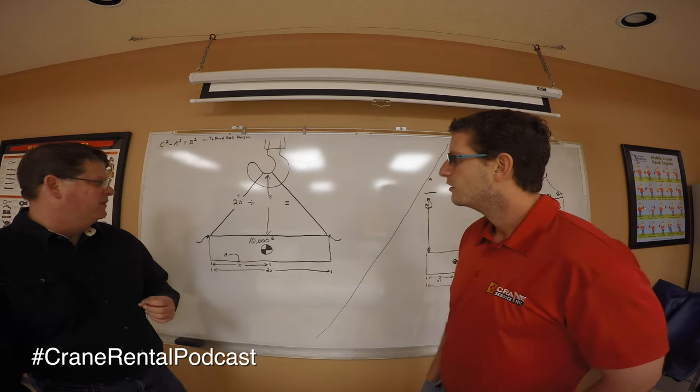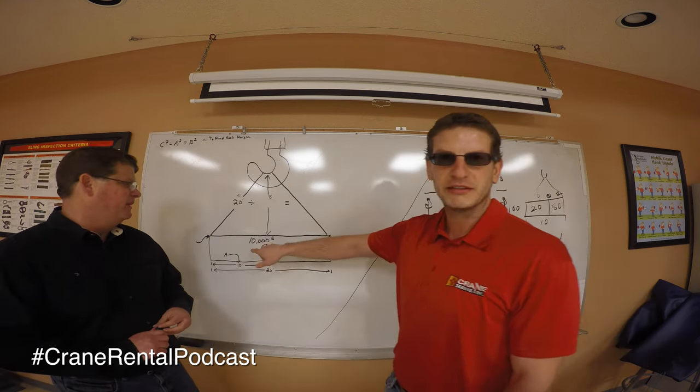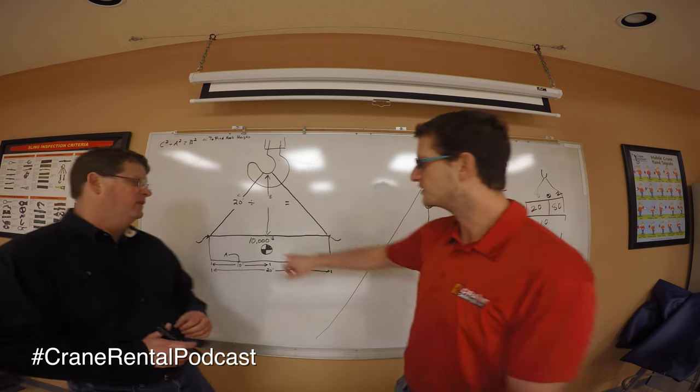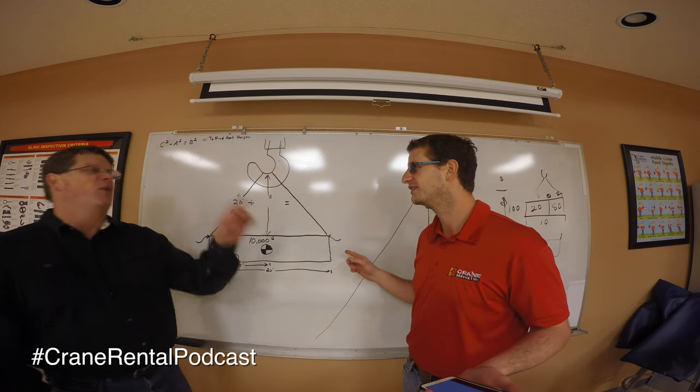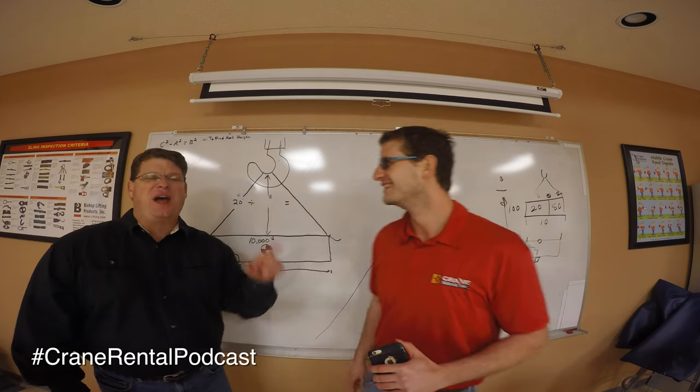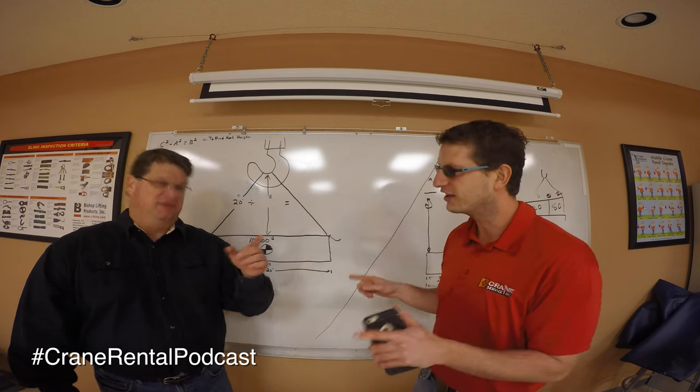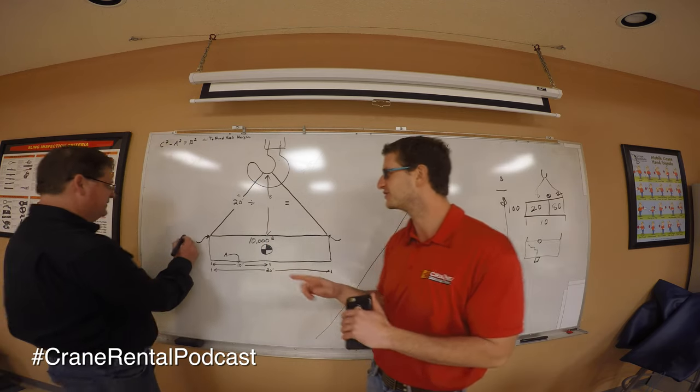We've got two pick points. Well, if I didn't know what I know, I would just say 5,000 on each point. But Todd's going to basically tell me I'm wrong. No, you're actually right. Oh, that's right, because of the share of the load. You asked a trick question.